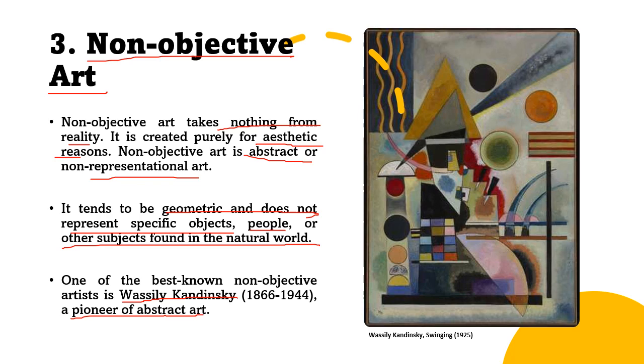Let's take a look at this painting. This is his art entitled Swinging, from 1925. If you look at it, does it represent any object that you know? I guess not, right? So this is an example of non-objective art.